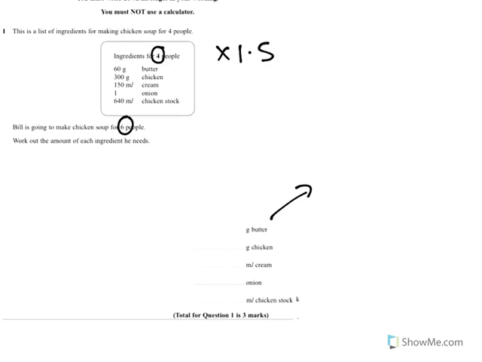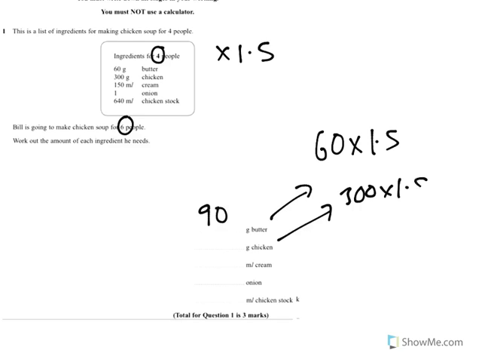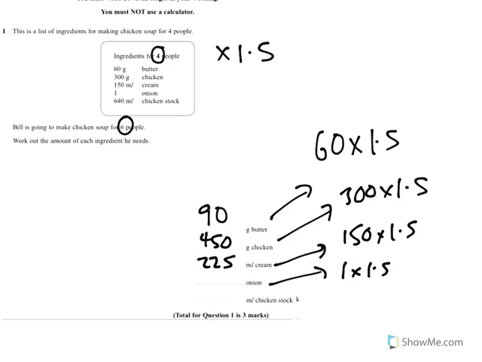So for butter, it's going to be 60 times 1.5, and that's 90. 300 times 1.5 is 450. 150 times 1.5 is 225. 1 times 1.5 is 1.5 onions, and then finally 640 times 1.5 is 960.